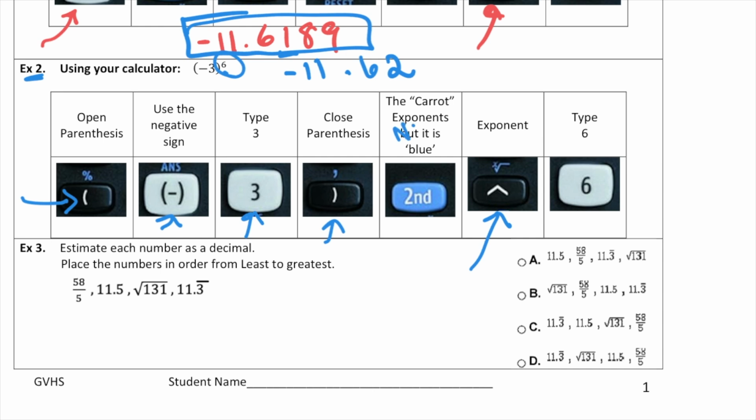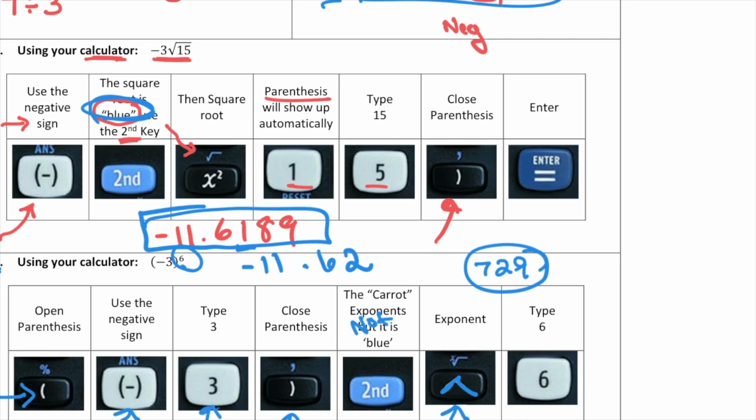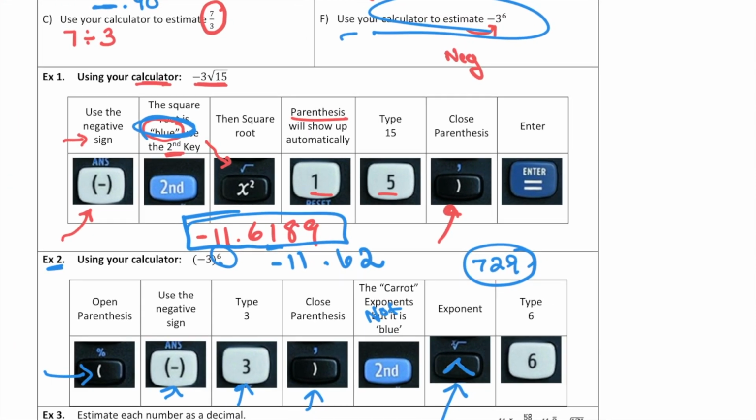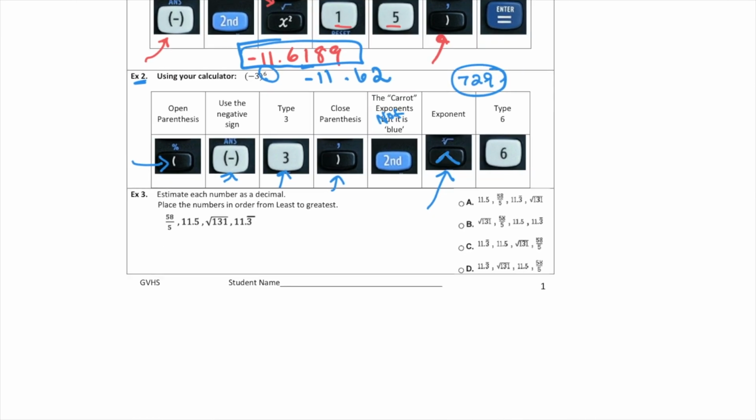Now it is not a blue button, so just hit that little caret, that's the symbol, a 6, and then you press enter. After you do that, what you should come up with is a positive, this time it's positive, 729. So in the problem you did earlier, you came up with a negative because the negative is outside of the 3 to the 6th power. So if you did not get a negative before, it's because your parentheses were not quite right.